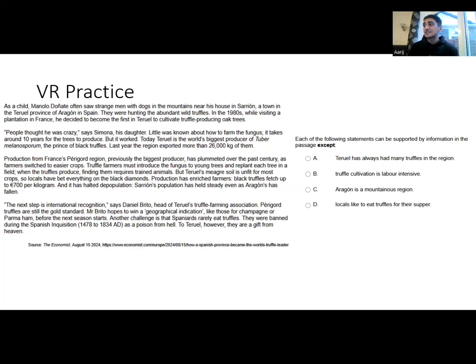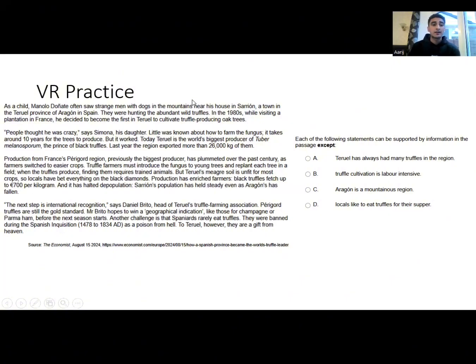So C is supported as well because it says that Aragon is a mountainous region. So again, if we look back in the first and second line, we can see that it says the mountains near his house in Sarian. So Aragon is a mountainous region. However, if we look at D, this is not supported by the information. So we select this answer because if we have a look in the very last paragraph here, it says that the Spaniards rarely eat truffles. So this means that although the Spaniards, we don't know about the locals, do we? So this one is not supported.